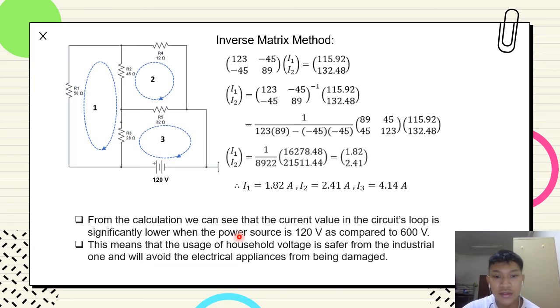From the calculation, you can see that the current value in the circuit loop is significantly lower when the power source is 120 volt as compared to 600 volt. This means that the usage of household voltage is safer than the industrial one and will prevent the electrical appliances from being damaged and burned.